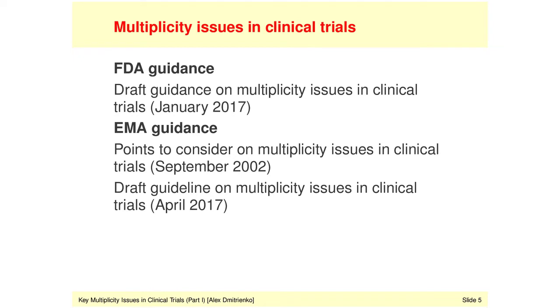To share my personal thoughts, I was very happy to see both draft guidance documents on multiplicity issues that were released by the FDA and EMA. And my understanding is that the FDA started working on this draft guidance around 2010, and it took close to 7 years to develop it and fine-tune it. And in the case of the European Medicines Agency, the draft guideline represents an update after a 15-year period.